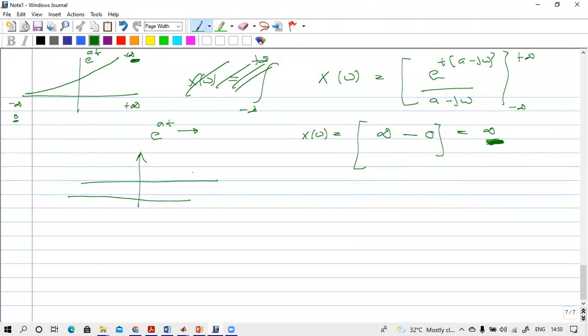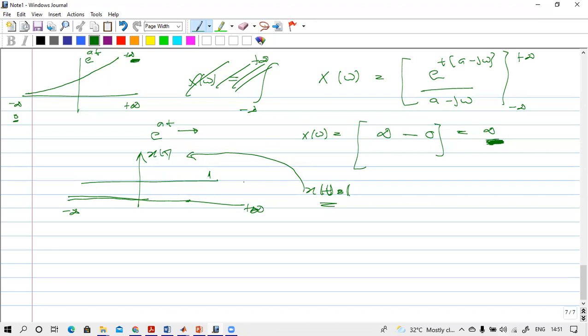Also, if I ask you to find the Fourier transform of this kind of signal, say x(t) is equal to 1 from minus infinity to plus infinity. This is the signal. If you draw the signal, it will look like this. It is a DC signal. Only the DC component is there.